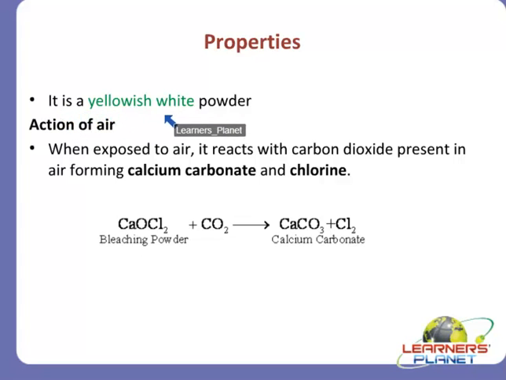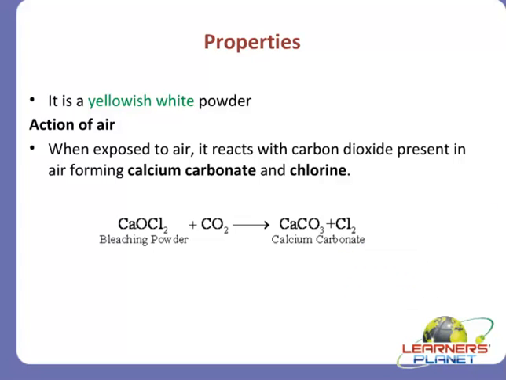It is a yellowish white powder, right? Now, action of air on bleaching powder. When exposed to air, it reacts with carbon dioxide present in air, forming calcium carbonate and chlorine. Okay, so the only compound with which bleaching powder is reacting is what? Carbon dioxide. So here, students, bleaching powder plus carbon dioxide will give you what? Calcium carbonate and again chlorine gas.